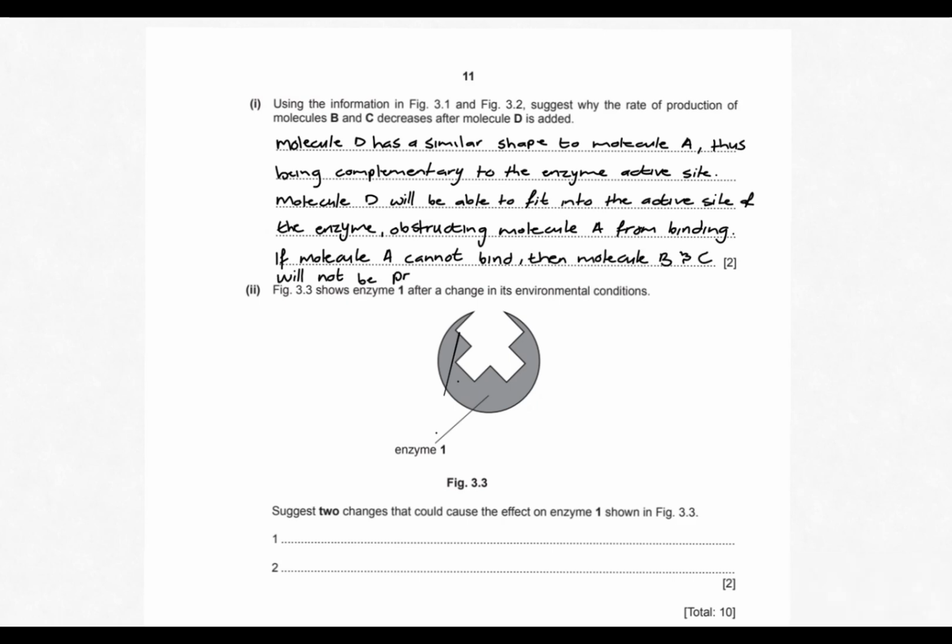This question says that figure 3.3 shows enzyme 1 after a change in its environmental conditions. So we can see that the active site went from a triangular shape to more of a staggered X shape. They then ask to suggest two changes that could cause the effect on enzyme 1 shown in figure 3.3. Let's have a look at our active site shape. So we know originally the enzyme had a triangular active site that would look like this.